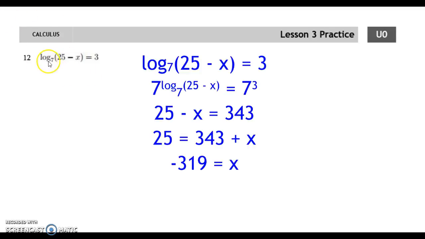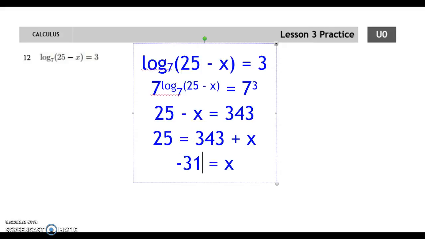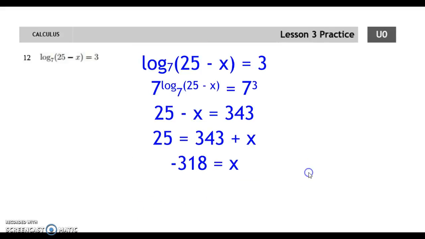All right, we did something very similar to number 12. We had just the log on the outside, so we were able to take this equation and exponentiate both sides. We found that 25 minus x was the exponent, but it just became the argument on the left-hand side, and 7 to the 3rd power is 343. We solved for x and got negative 318, not 19.